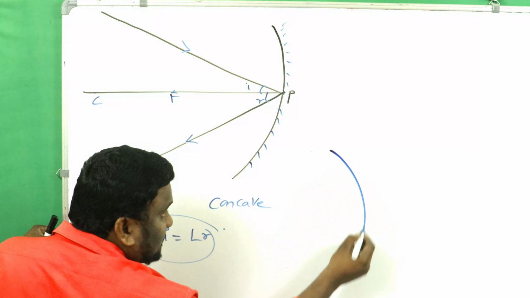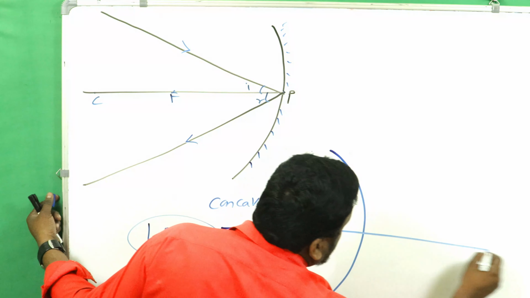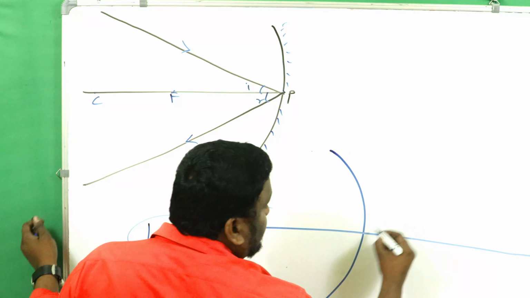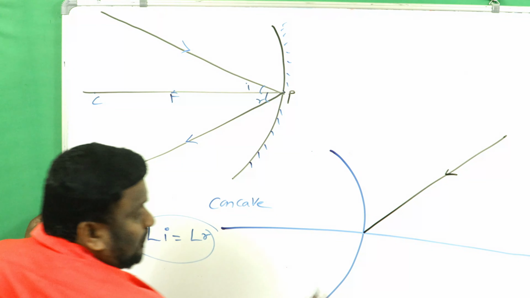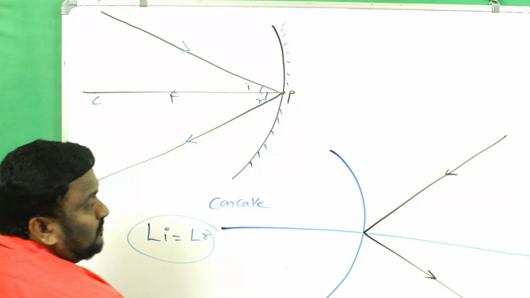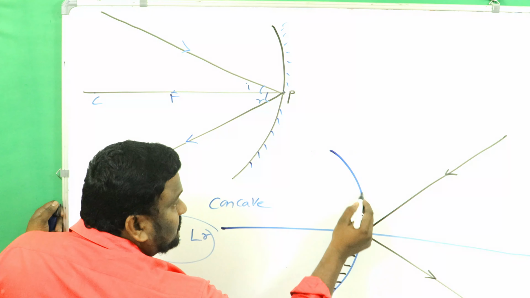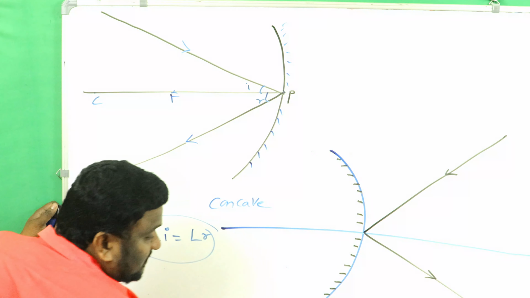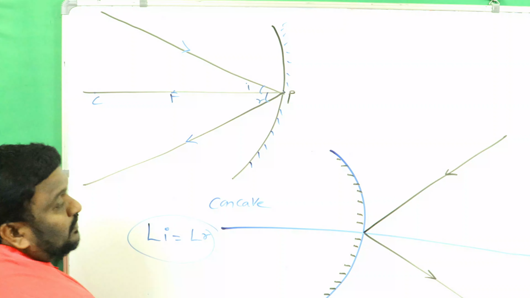the same thing happens here. So this is the principal axis, and this is the incident ray, and now it is going to be reflected like this. This is the reflected ray. You have to observe this one. So this is the convex mirror, and this is the non-reflecting surface, and this is the reflecting surface. Convex mirror. Clear?